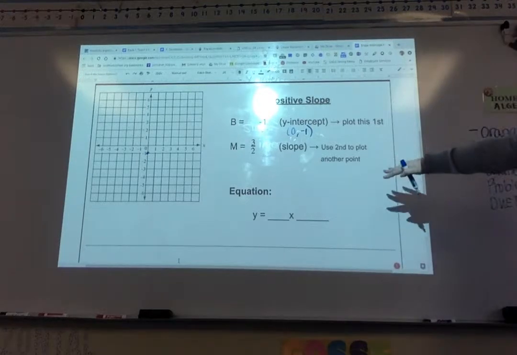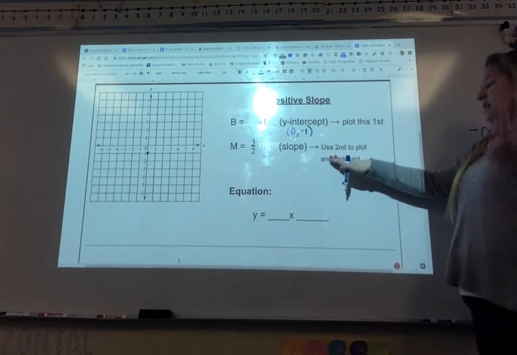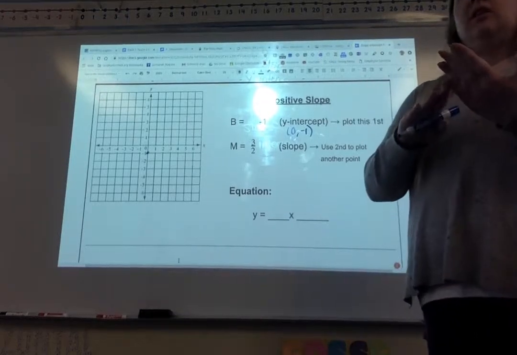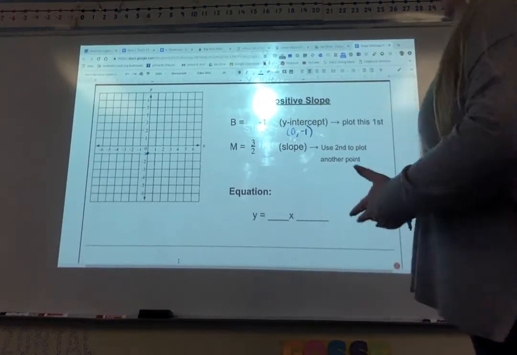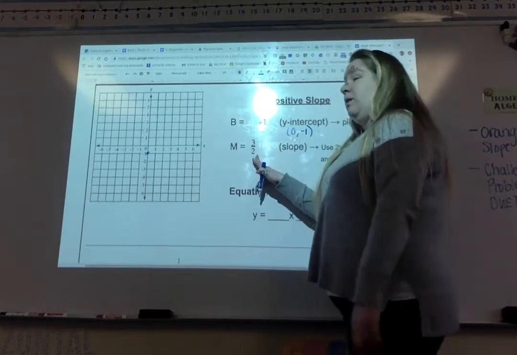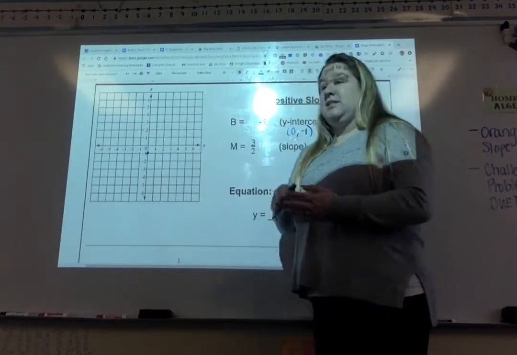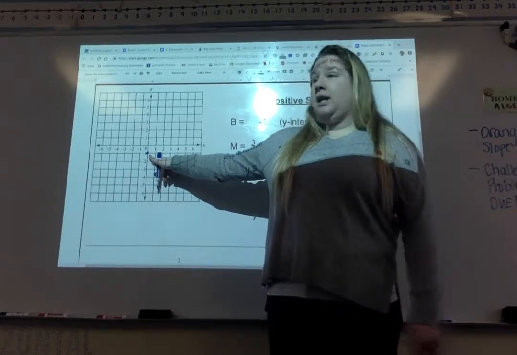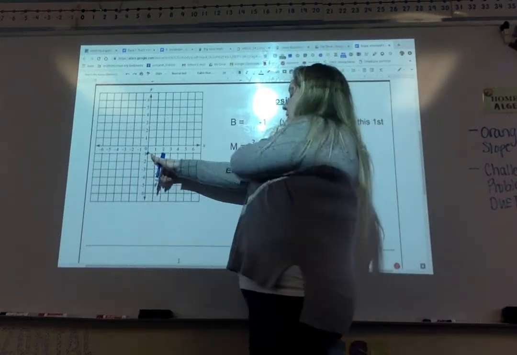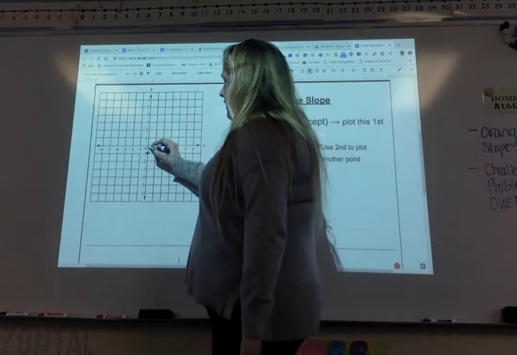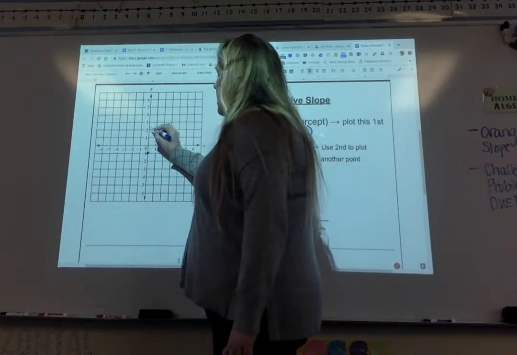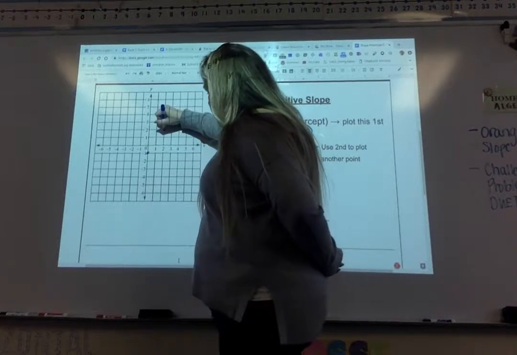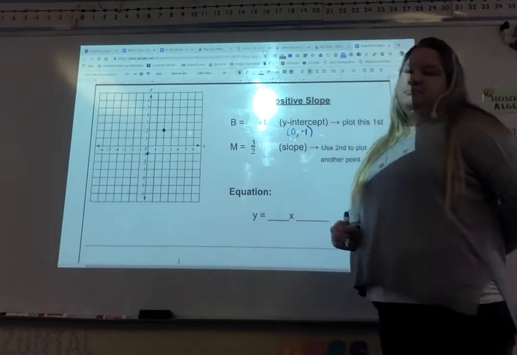Next, we're given our slope, and we're going to use this second to plot another point. Usually when we plot points, we start from the origin. Here, though, because I want there to be a height of 3 and a width of 2 between my first point and my second point, I'm going to start at the point I just plotted. So from here, I'm going to use my slope 3/2, and go up 3: 1, 2, 3, and now go over to the right 2: 1, 2, and plot a second point right there.